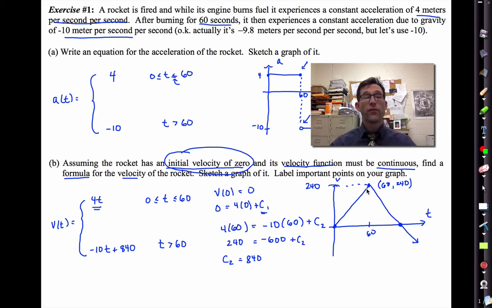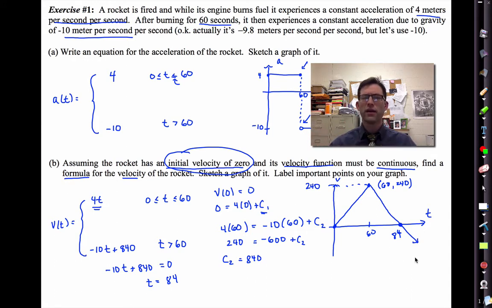All right, hopefully you got 84 seconds. It's not that hard. We can just set negative 10t plus 840 equal to 0, and when we solve that, we'll find that t is 84 seconds. By the way, please notice that is where the velocity changes from positive to negative. So that's where the rocket changes direction.